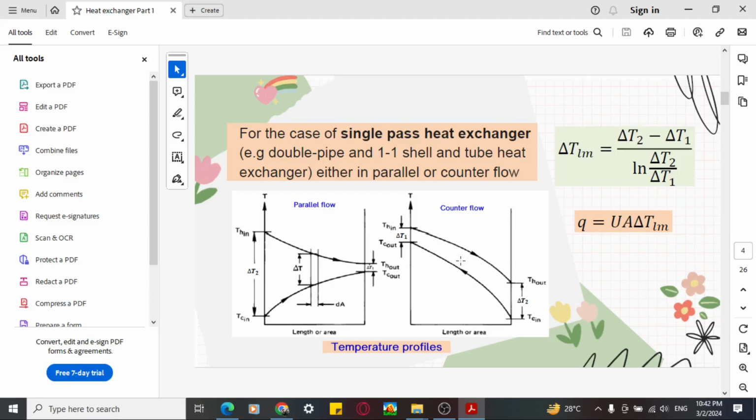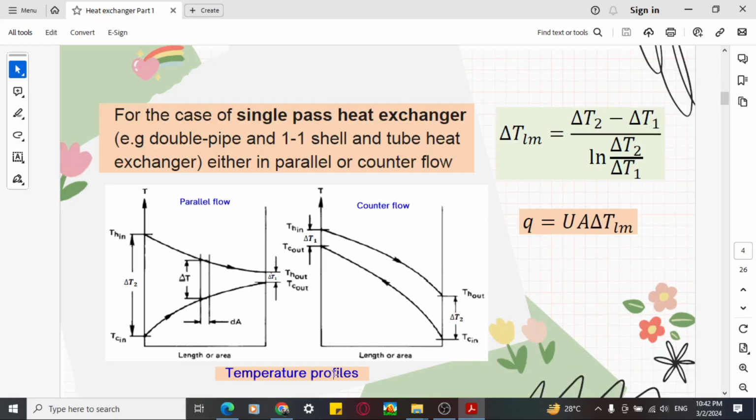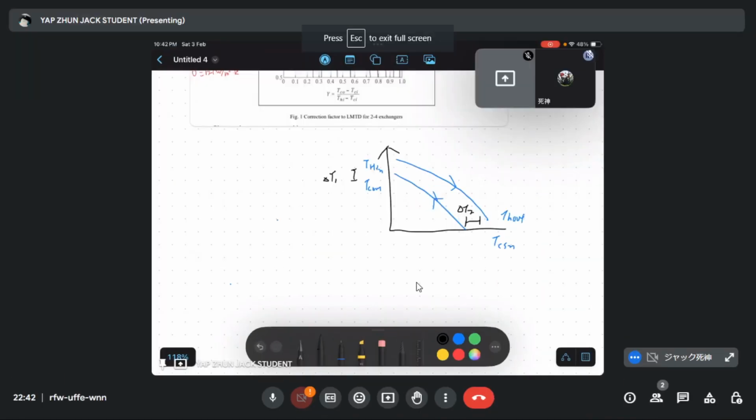Okay, so we talk about counter flow, right? So I draw something like this. T co out, T co in. Okay, this I will say as T2, this I will say T1. Now I already drew it out, so we go back to our slide. For this slide, I already drew it out: the TH in, TC out, TH out, and TC in.